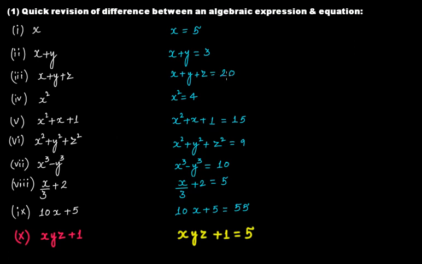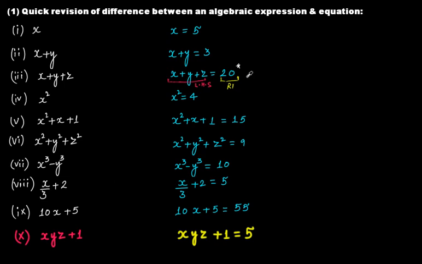So here on the left hand side we have expressions, and on the right hand side we have the algebraic equations. Now just take any single one of them, let's say x plus y plus z is equal to 20. In this, x plus y plus z is the left hand side, and we write it as LHS, that is left hand side, and we have RHS, that is right hand side.